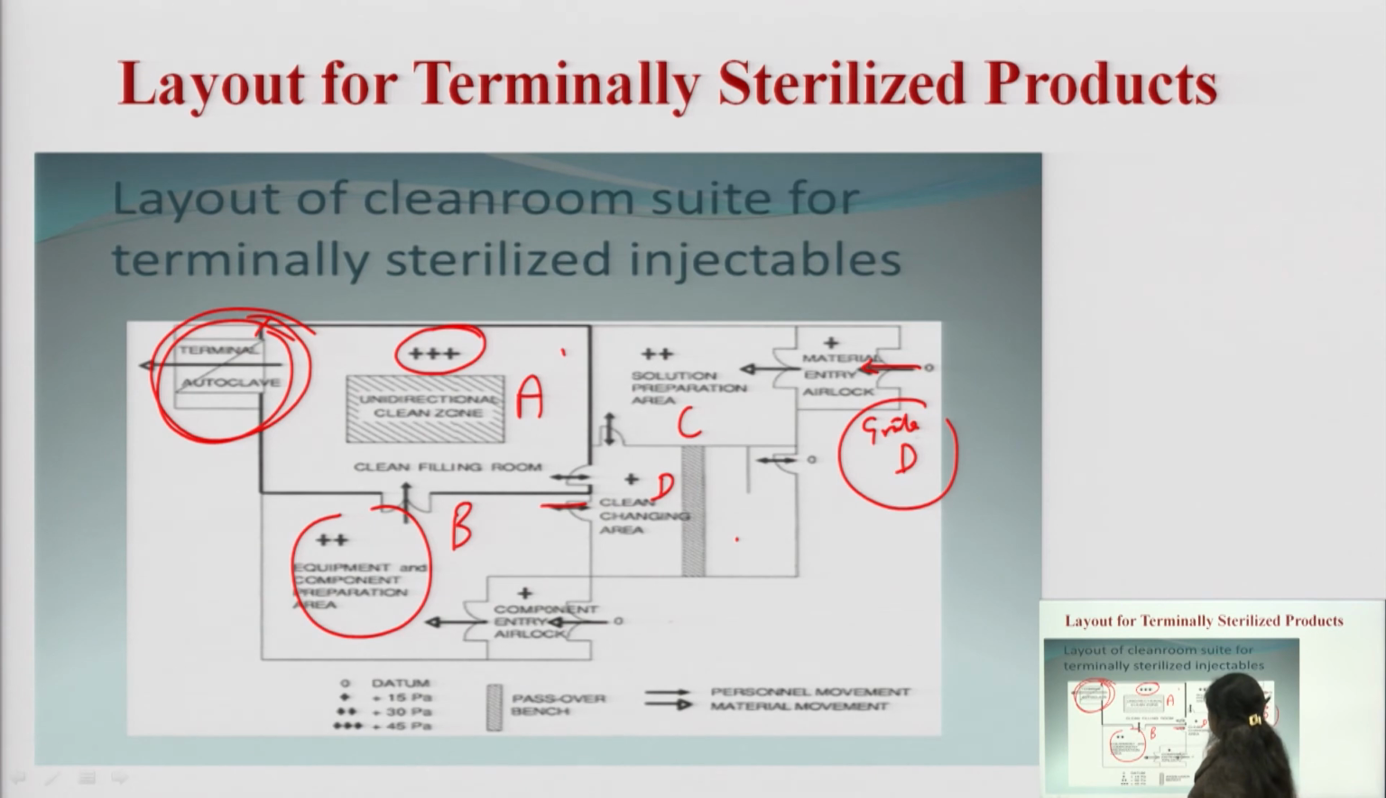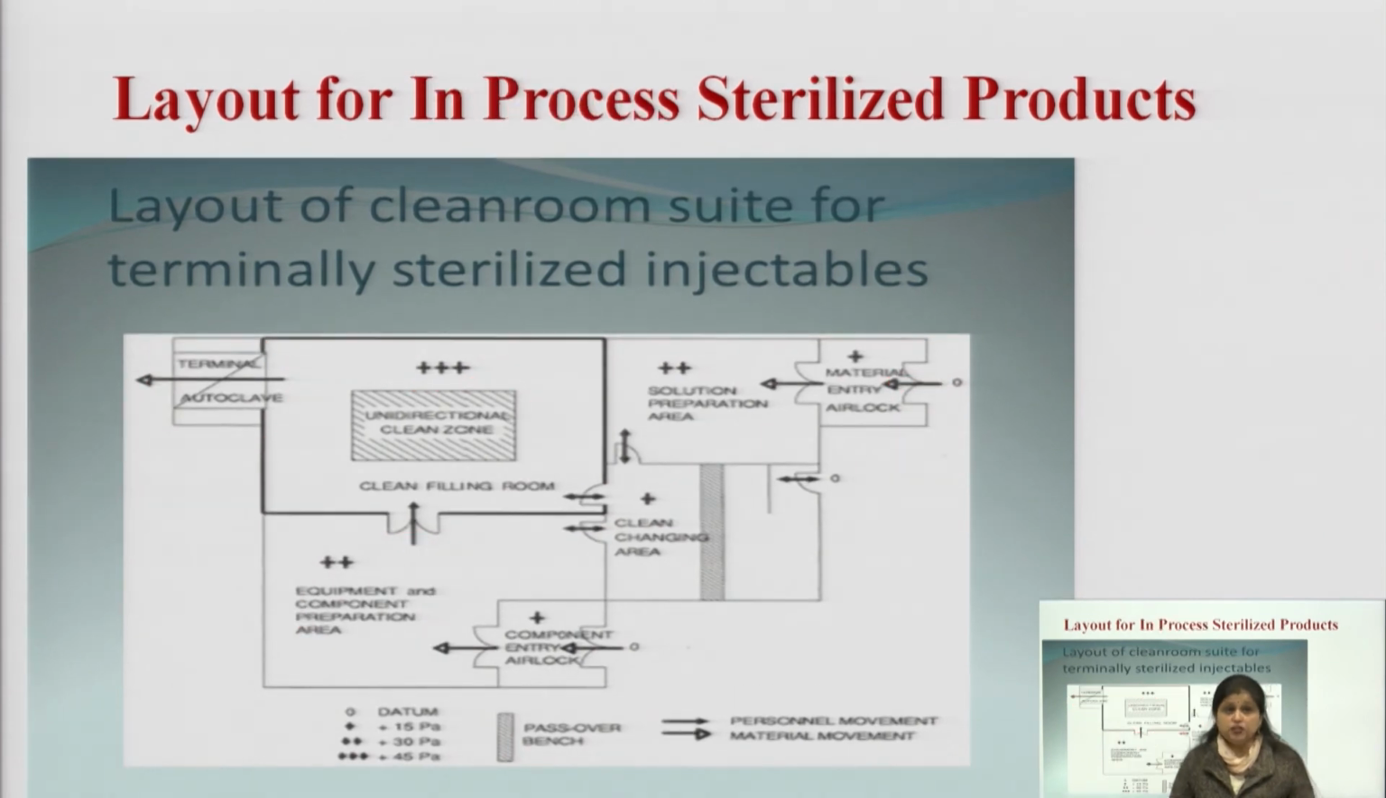So the way of moving a person and the way of moving a material entry will be the same in this layout. If you can see this layout, we have the preparation area, the personal area, the compounding areas, the equipment areas, and also the aseptic area. But compounding or preparation is done at the end in the aseptic room, and after packaging we have to terminally sterilize our product. Whereas the layout for in process sterilization is totally different compared to terminal sterilization. In this area the material entry will be different.